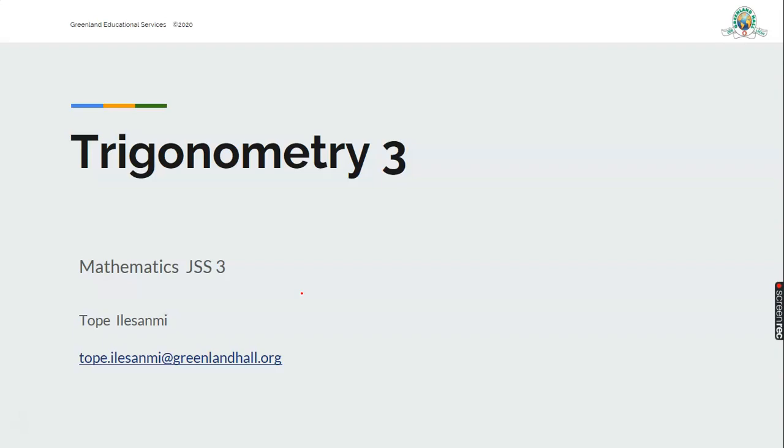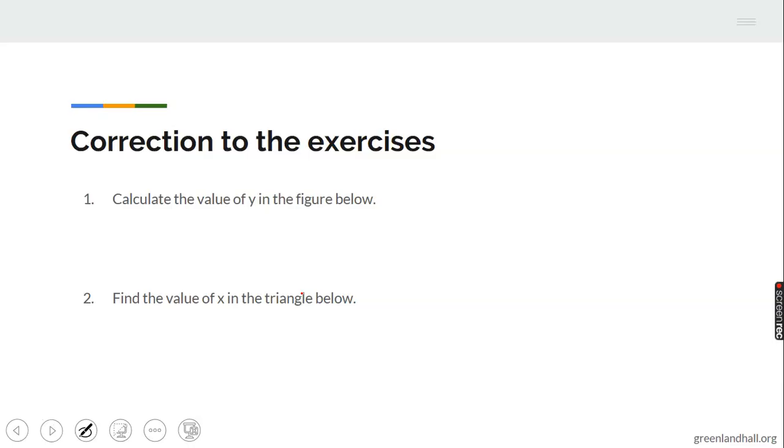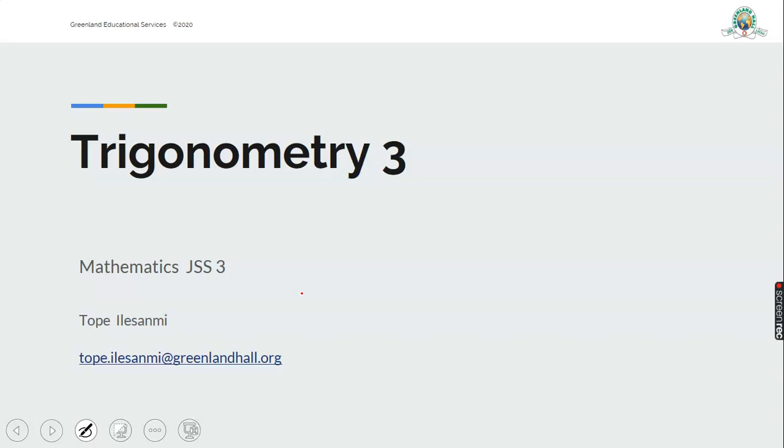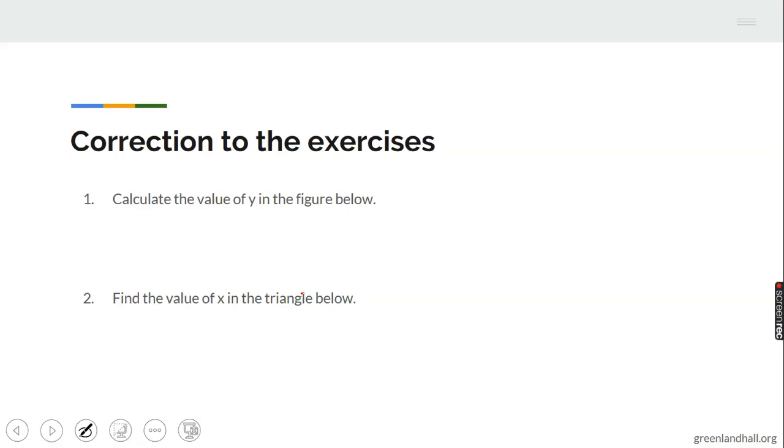We are going to continue from where we stopped in the last class when we talked about trigonometry. Okay, let's remind ourselves. What is trigonometry? Trigonometry is the measurement of what? Of angles and lengths. So, in today's class, before we go to what we have for today, we are going to check the correction to the exercises that was given in the last class.